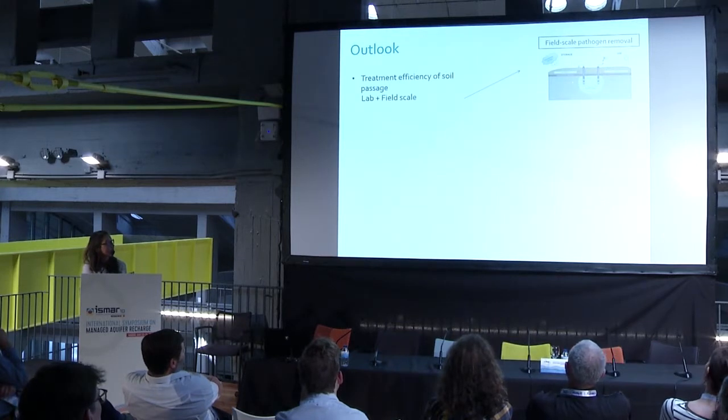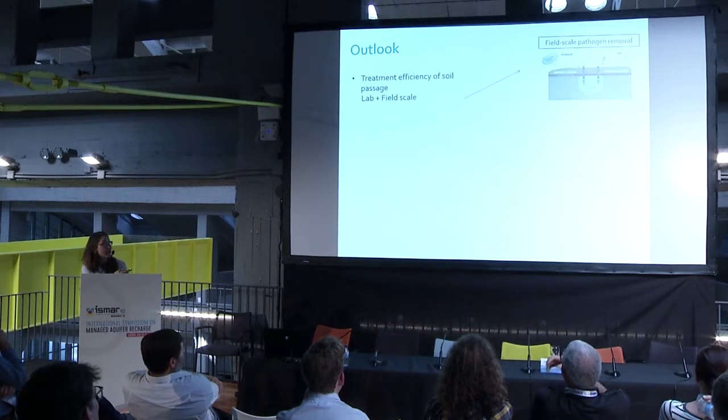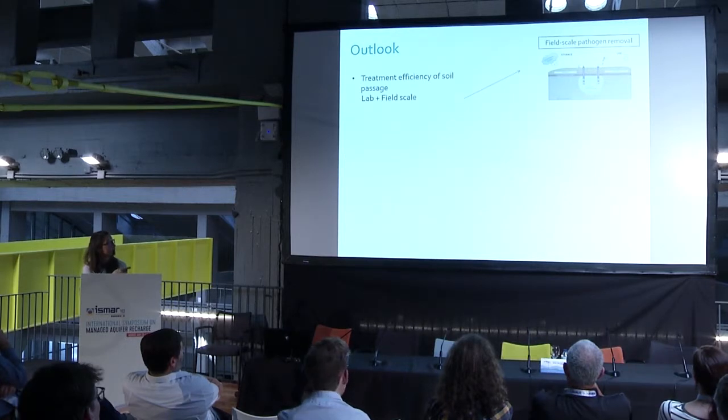As an outlook, next year I also want to do this at field scale. So we now have this pilot site, which has an ISMAR system for 10 hectares of irrigation field. But we also have a monitoring well. So this is now 7 meters distance, and we have a monitoring well here at 1 meter. So I will inject my bacteria and, after 1 meter, try to recover them.